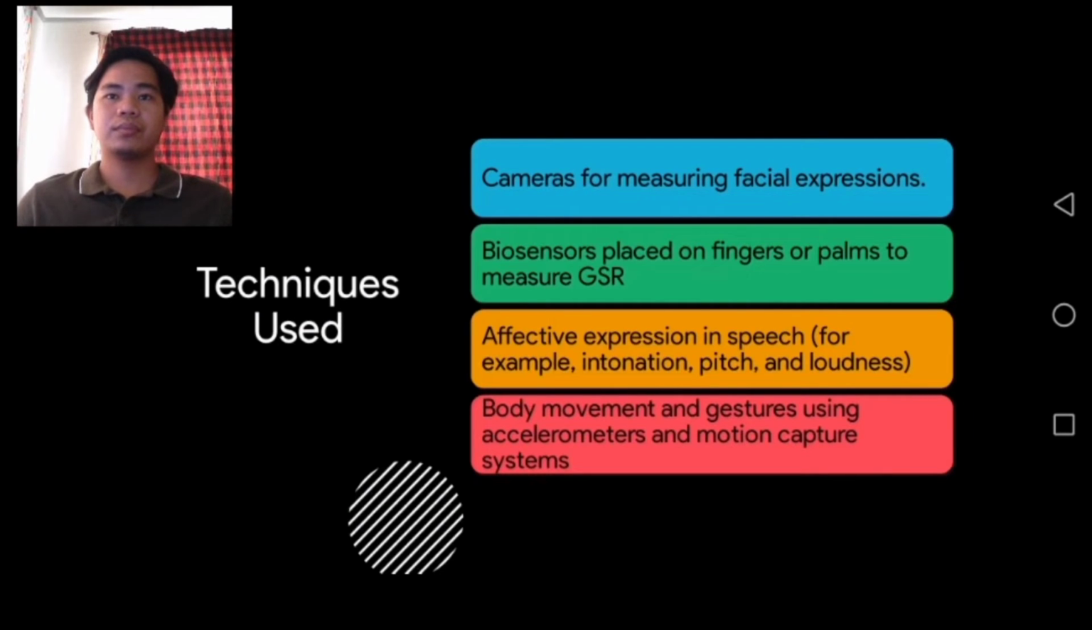Techniques used: cameras for measuring facial expression. Biosensors placed on finger or palm to measure GSR. Affective expression in speech, for example, intonation, speed, and loudness. Body movement and gesturing using accelerometers and motion capture systems.